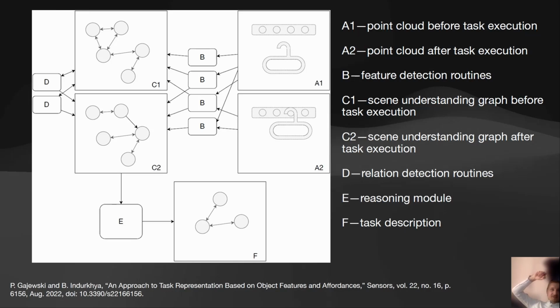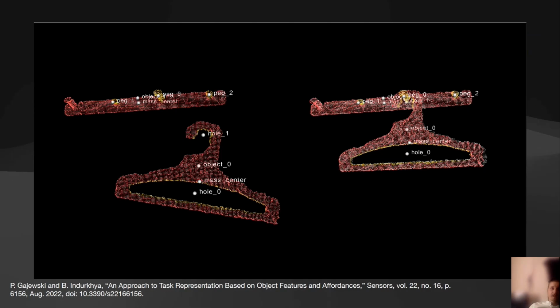After that, we have the reasoning module that does the intersection and subtraction, or the other way, first subtraction and then intersection. And we end up with a smaller graph that represents the task description. So now a few screenshots from how this actually works on the task of hanging a cloth hanger on a rack of pegs.